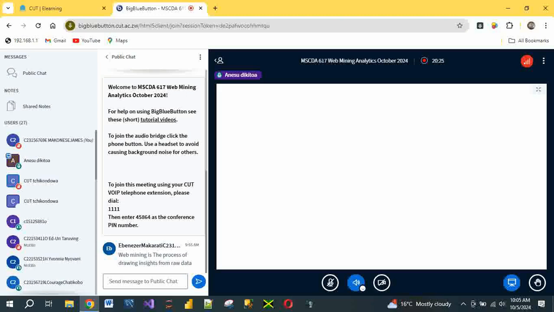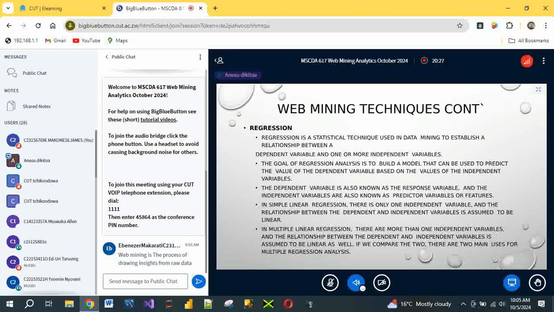Another technique in web mining is called regression. Regression is a statistical technique used in data mining to establish a relationship between a dependent variable and one or more independent variables. The goal of regression analysis is to build a model that can be used to predict the value of the dependent variable based on the values of the independent variables.